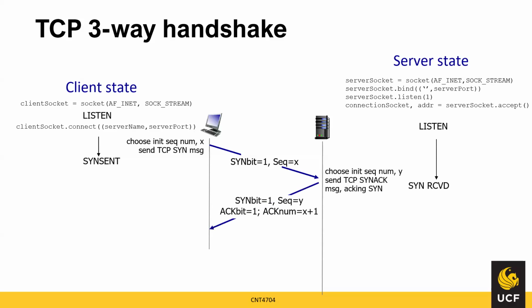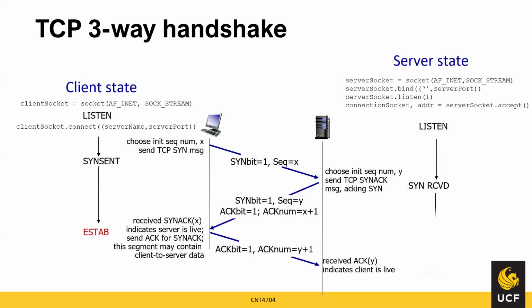The server would receive it, enter the acknowledgement state, and reply with SYN plus ACK. This means it acknowledges the client's original request and also sends its own initial sequence number Y. And then finally, the client sends back an acknowledgement, acknowledging the server itself.